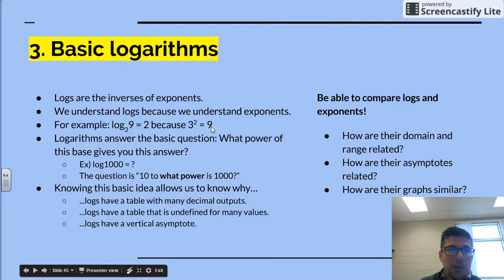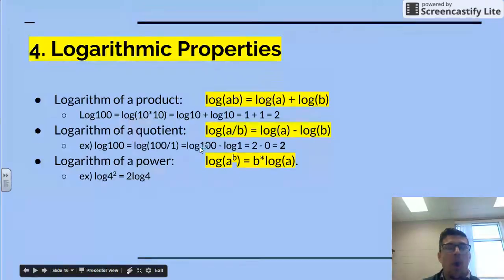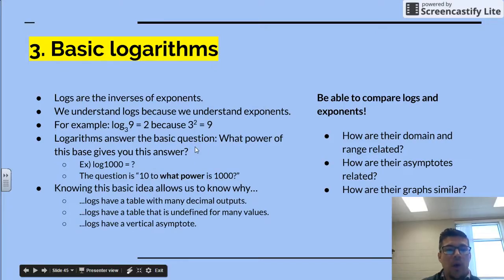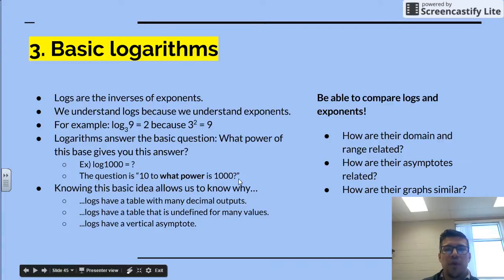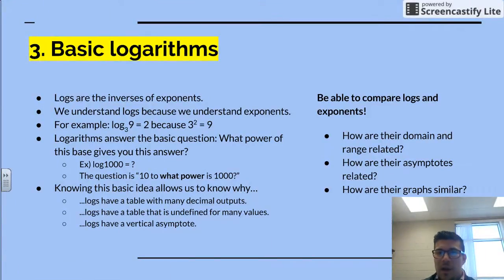Okay. Logarithms answer this basic question. What power of this base gives you the answer? For example, log of 1,000, we know that's 3 because the question was 10 to what power is 1,000? So in other words, the logarithm solves for a power. The outputs of the logarithm are powers, okay, powers for their exponential counterpart. And if you understand this idea, you know now why logs have a table with many decimal outputs, et cetera, et cetera.